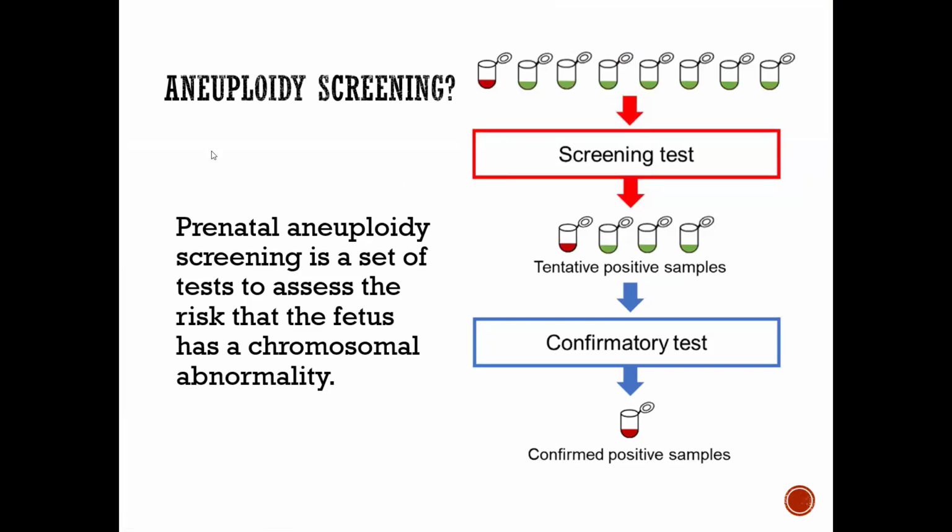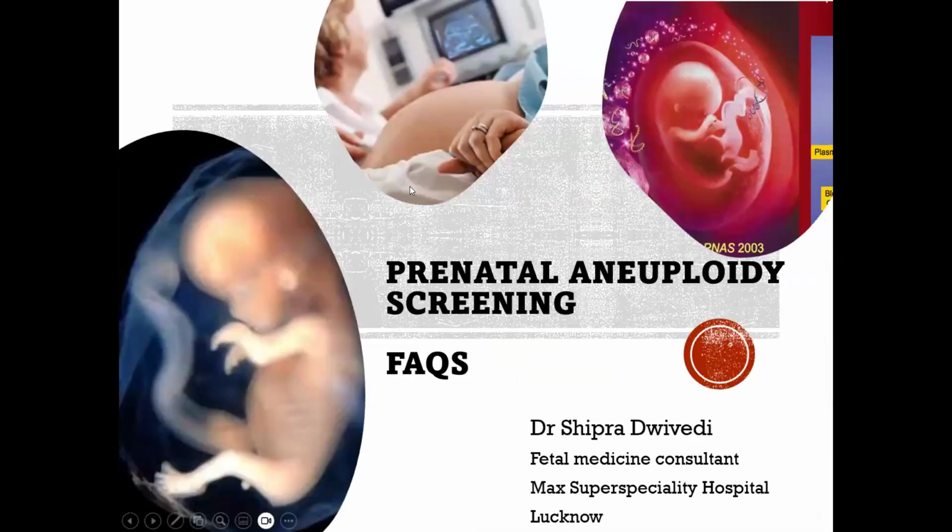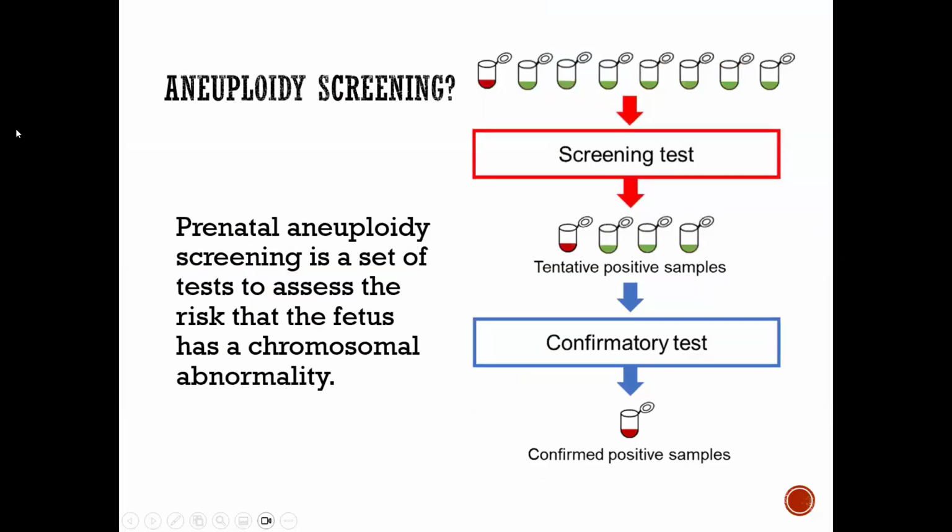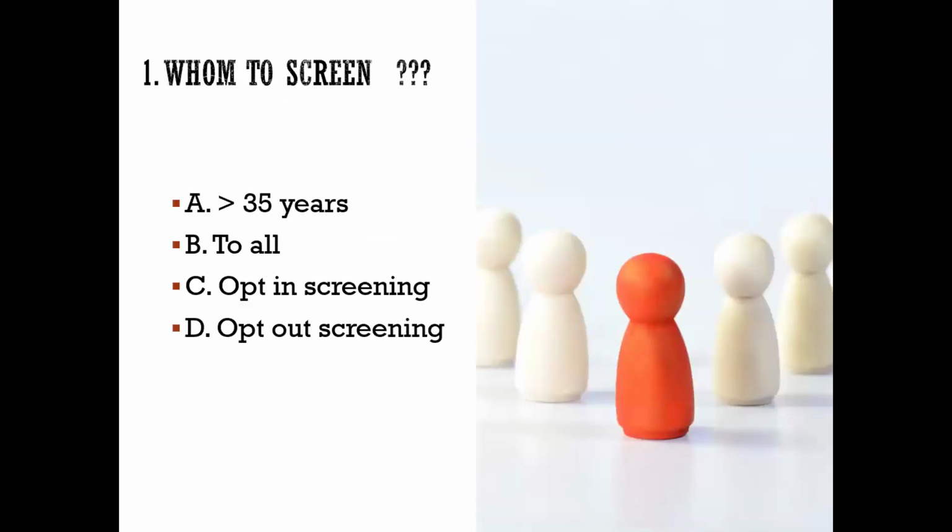If we talk about screening tests, they are the tests which categorize the population into two categories, high risk population and low risk population. So we run a confirmatory test in the high risk population and we can confirm the diagnosis. In a similar way, prenatal aneuploidy screening is a set of tests to assess the risk that the fetus has a chromosomal abnormality. Now, we face this question quite a lot, like whom to screen. Should we screen all, or only the more than 35 years age group?